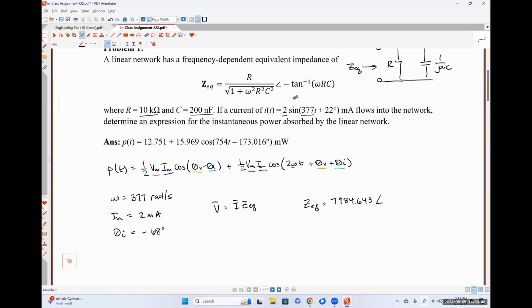Our phase angle should be a little bit easier. So that's the negative arctangent of 377 times 10 times 10 to the 3 times 200 times 10 to the minus 9. And I get an angle of negative 37.016 degrees.